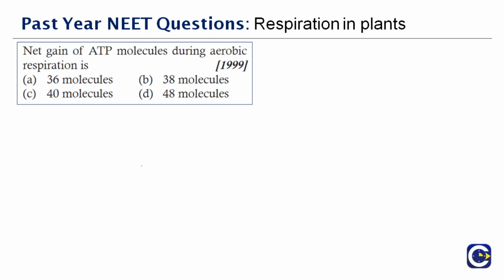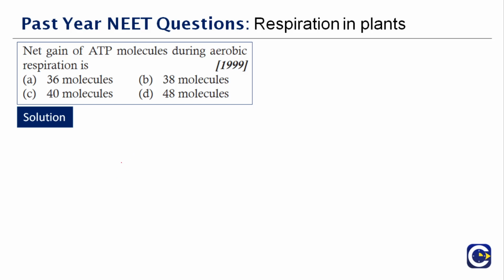Next question. This question was asked in the year 1999. Net gain of ATP molecules during aerobic respiration. This is a very easy question for you. You are given 4 options: 36, 40, 38 and 48. The correct answer is 36. 38 molecules of ATP are produced during aerobic respiration. Of these, 2 ATP are used in the link reaction.